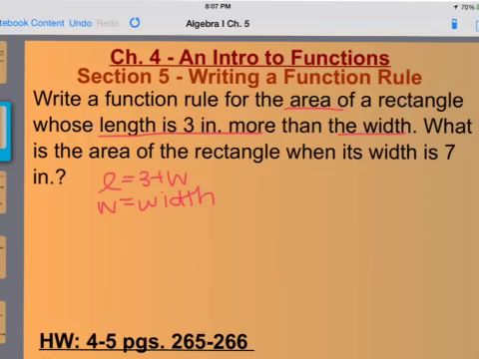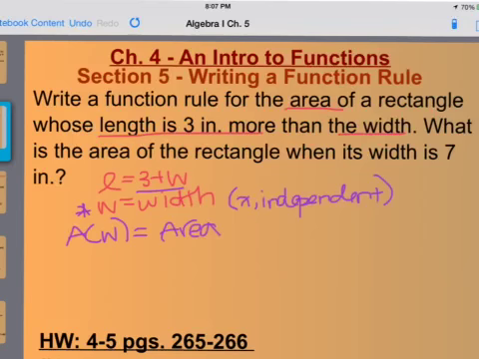And we're looking to find the area of the rectangle. So let's say, since the variable that we're working with is W, because we got L in terms of W as well, width is our independent variable, so our x. And our dependent variable is going to be the area. So let's say A of W is going to represent area. So those are our let statements.